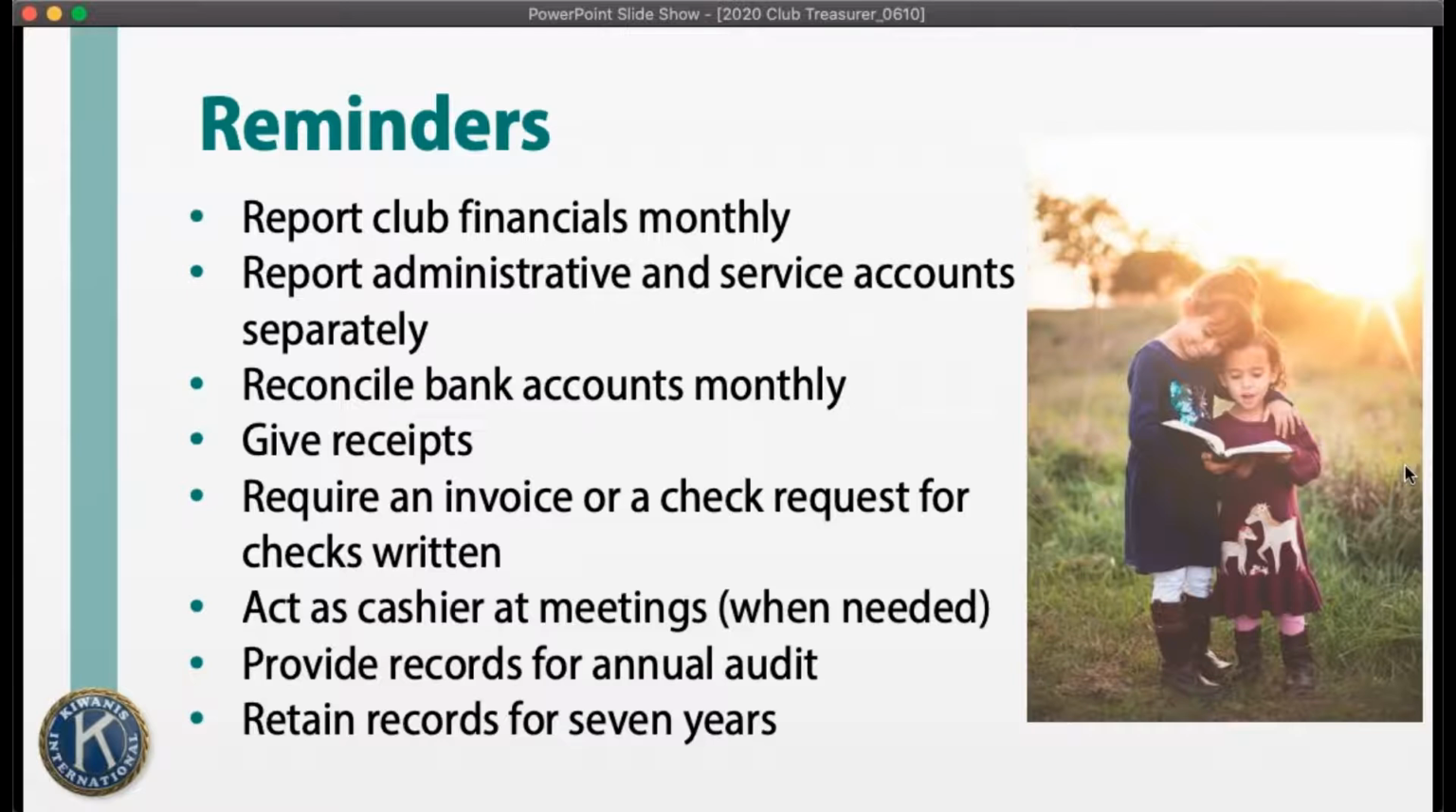Just a few reminders for all of you. As a treasurer, remember to report your club's financials every month. Keep your administrative and your service accounts separate. Reconcile your bank accounts. Always give receipts. Require invoices or check requests. If you need to be a cashier at a meeting, act as one, but provide those receipts. Keep all the records together for the annual audit to turn that over either to an accounting firm or to that financial review committee. And as always, retain those permanent records for 7 years, those canceled checks and invoices and whatnot.